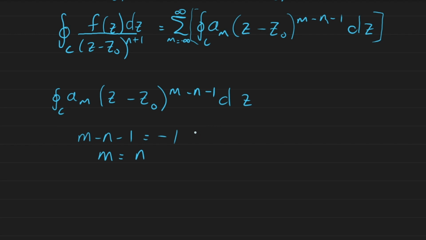So what we're evaluating now is the integral around this closed curve of (z - z₀)^(-1). As I said just now, this exponent takes on the value minus 1. So we are evaluating this integral where this exponent is minus 1. So how do we go about doing this?